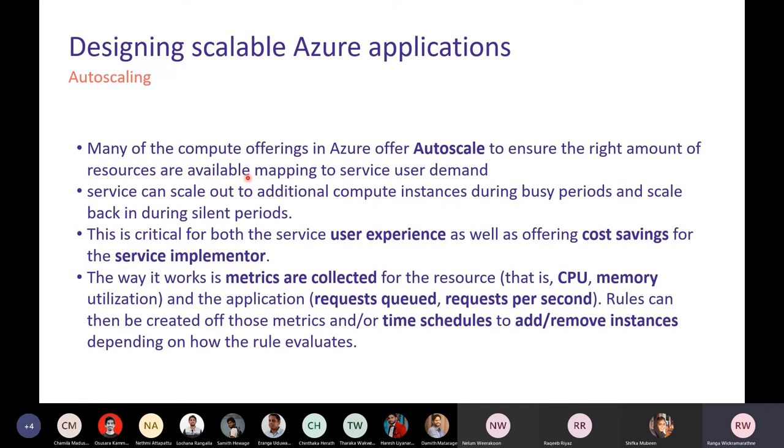For example, CPU, memory utilization, and number of requests per second. Based on these metrics, you can create certain rules for auto scaling. I'll show a couple of things if possible after the presentation, if we have time.